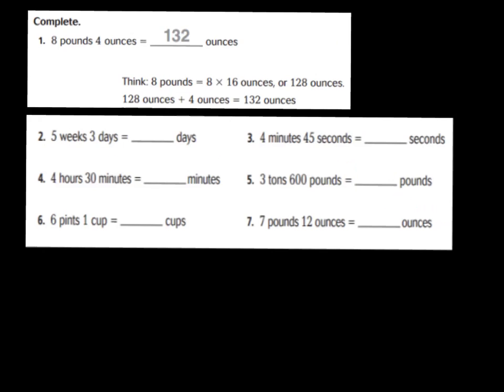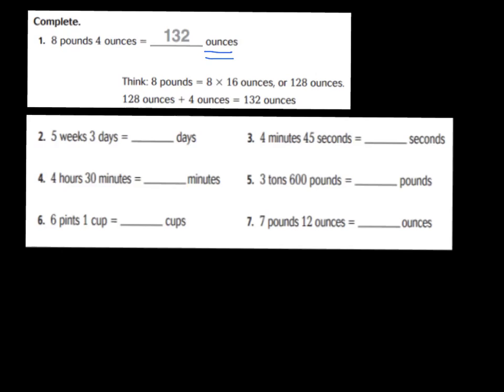Okay, let's look at problem 1 in your Go Math book on page 239. Now, it says that 8 pounds, 4 ounces, we want to know how many ounces that equals. So we're going to look and see what they did to get 132 ounces in 8 pounds, 4 ounces. Now, I'm noticing that their answer is all in ounces. So that's what they wanted to do.